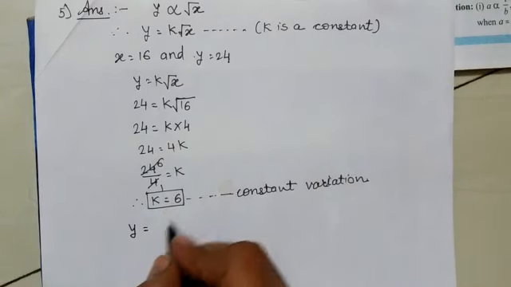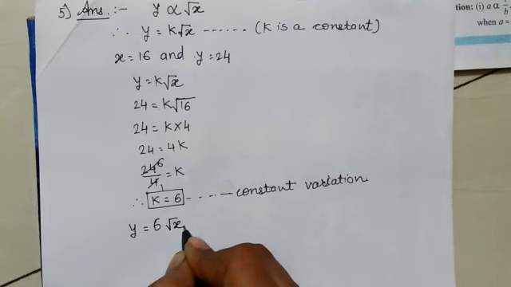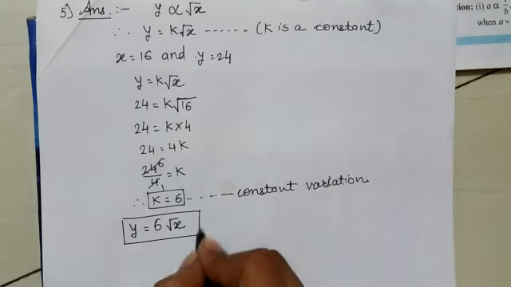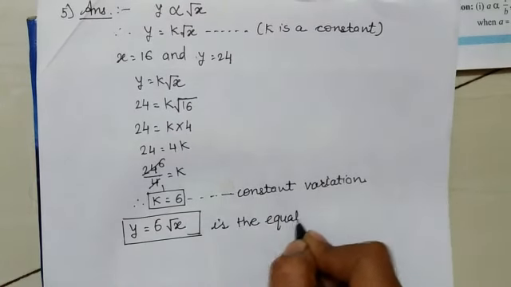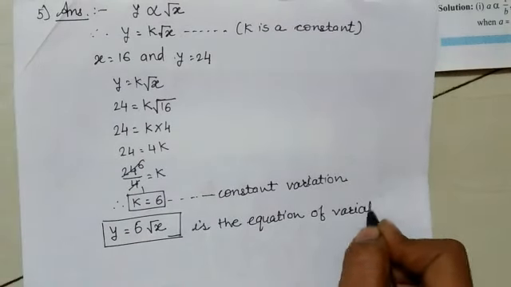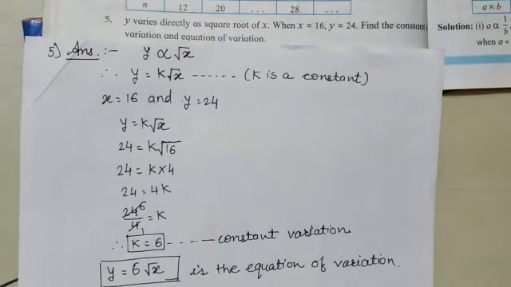And y is equal to the value of k, that means 6, into square root x. This is the equation of variation which is asked in the question. If you want, you can take a screenshot and write it in your classwork notebook. k is the constant of variation and y is equal to 6 into square root of x is the equation of variation.